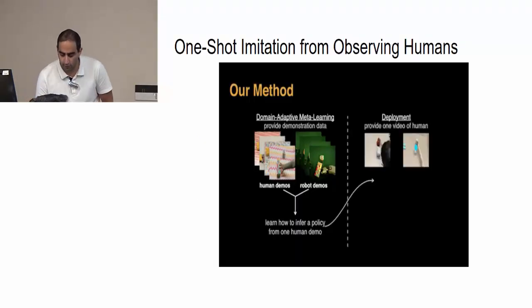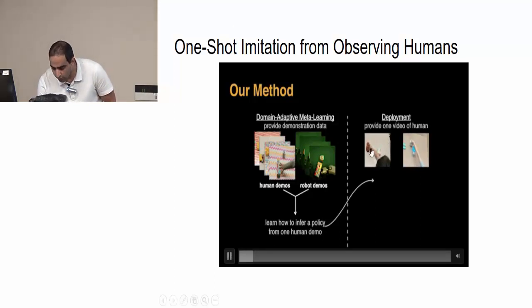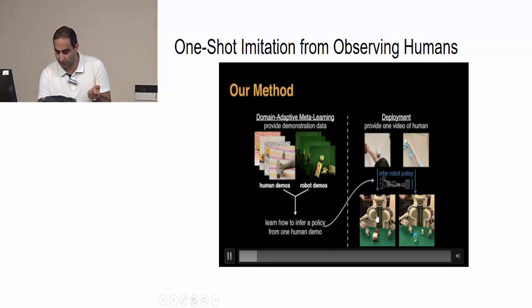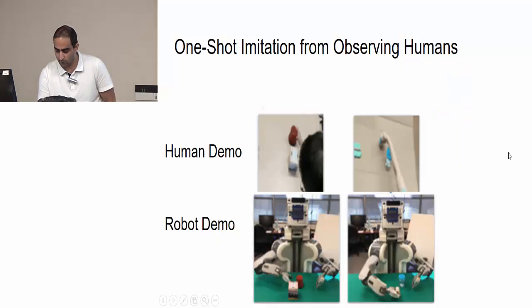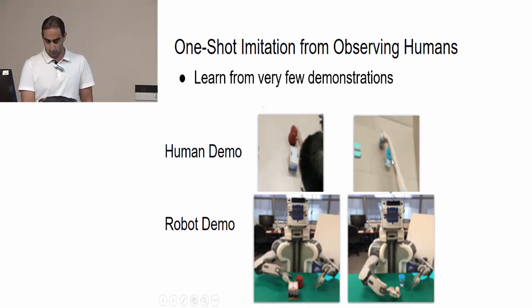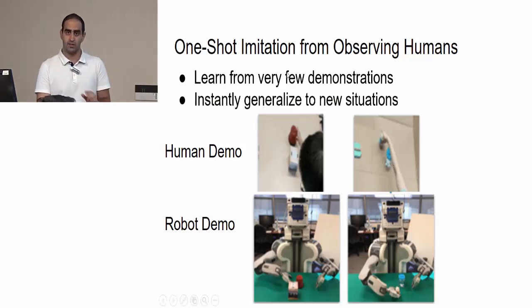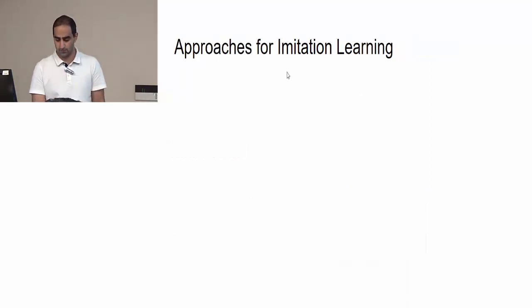So what's the problem that we want to solve? We are given a video of a human performing an action, and we want the robot to infer that action and perform it by itself. For example, if in the human demonstration, the human pushes the red thing to the left, we want the robot to just look at one demonstration and realize the task. And if the human pushes the bottle to the left, the robot should understand and perform that. So we want to learn from very few demonstrations, and we want to instantly generalize to new situations.